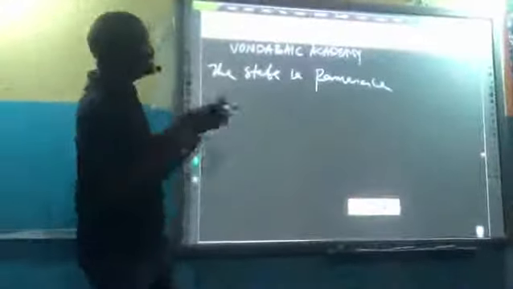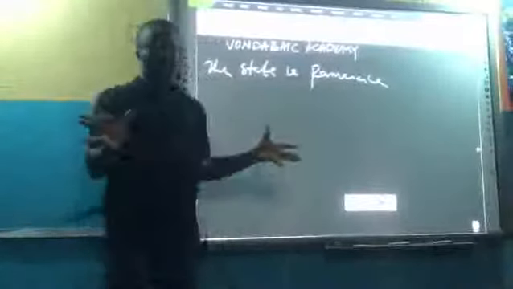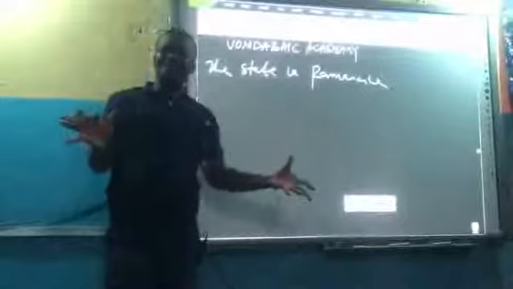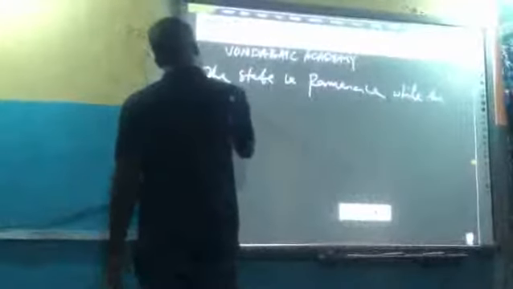So another relationship between the state and the government is that the government is temporal. Government is temporal, while the state is permanent.